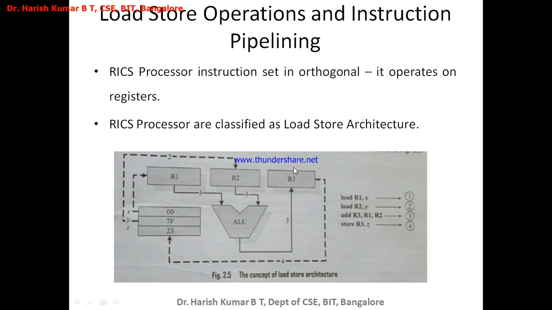The diagram also depicts the same. Now I have X, this is the memory. The X memory location is holding the data 00, loaded into the register R1, and the Y memory location is holding the data 7F, loaded into the register R2, and they are added. ALU is used for adding, and the result goes to the register R3. From R3 I am putting it back to the memory location Z.